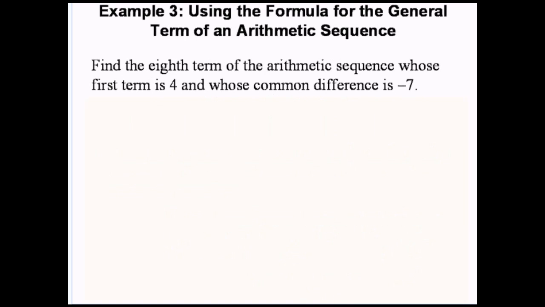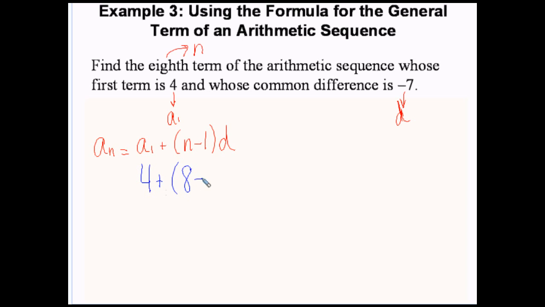So if we want to find the eighth term of a sequence, the first term is 4, and the common difference is -7. Okay? This is our A1. This is D. And that's N. Okay? So I'm going to plug those in. A sub 1 is 4, the first term. I want to know the eighth term, and my common difference is -7.